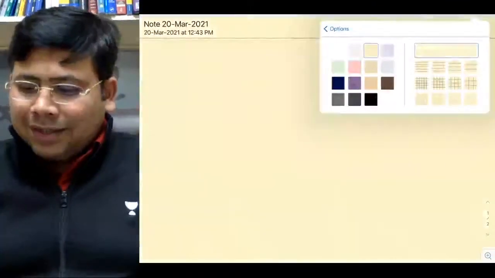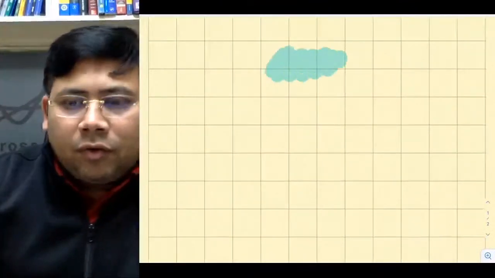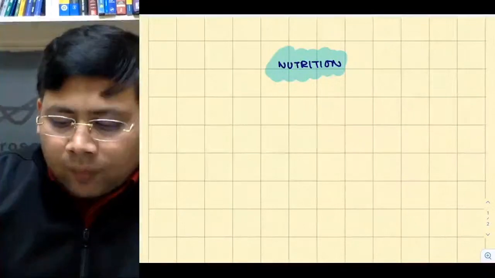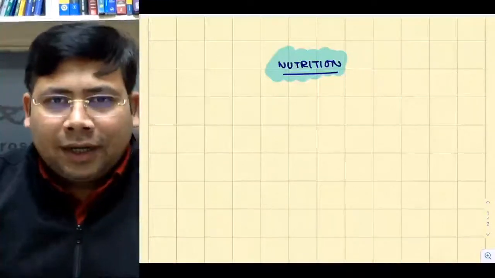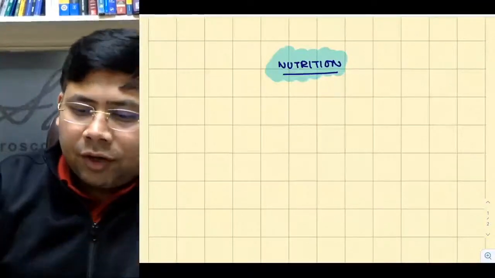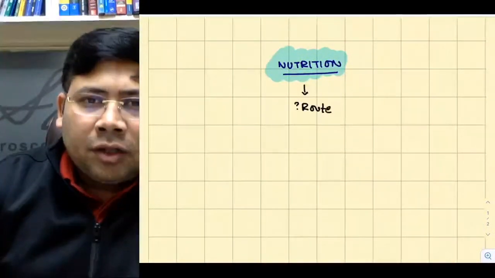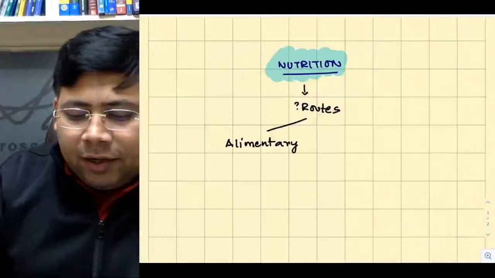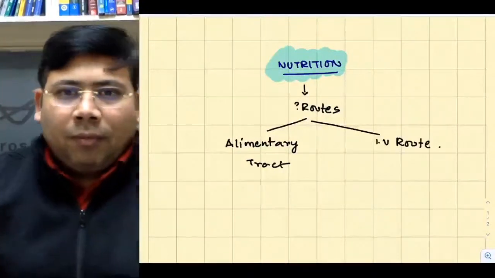So let us see the most important points for the chapter of nutrition. Students, when we talk about nutrition, the most important thing is what kind of nutrition you want to support the patient with. I'm not talking about the balanced diet, I'm talking about the techniques of supplementing the nutrition. What are the routes of supplementing the nutrition? The routes could be either via the alimentary tract or via your intravenous route.